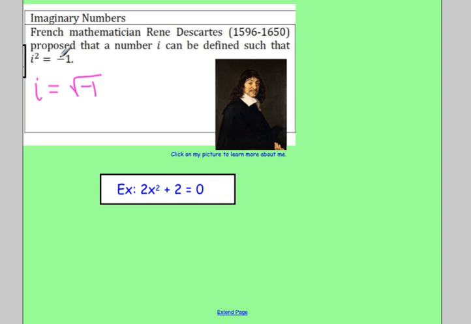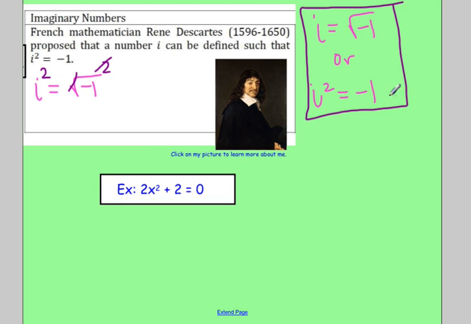So these are the two things you need to remember. You need to remember that i is equal to the square root of negative 1, or i squared is equal to negative 1. And one way to see where that comes from, if I square both sides, i squared equals negative 1. So these are the important things that you want to remember.